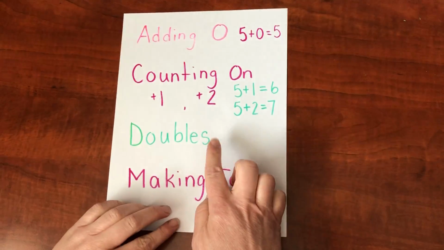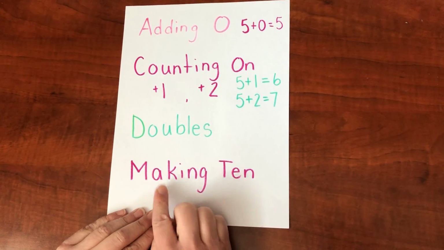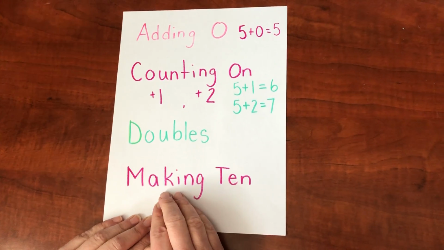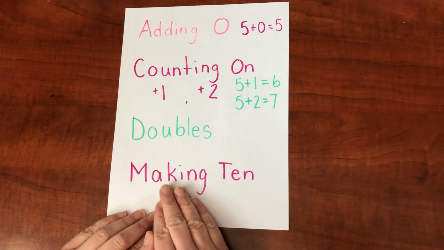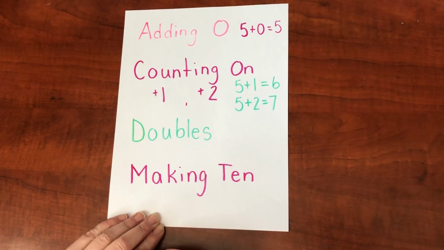And our last strategy is making 10, so those friendly numbers for making 10. And I have a couple of games to help with making 10, but I will do that in a separate video.